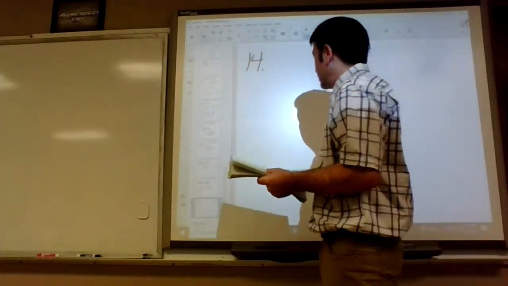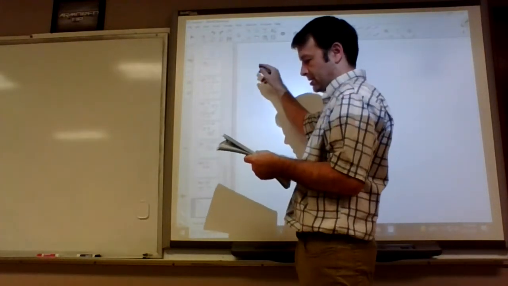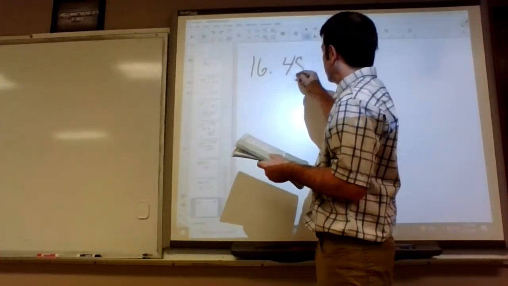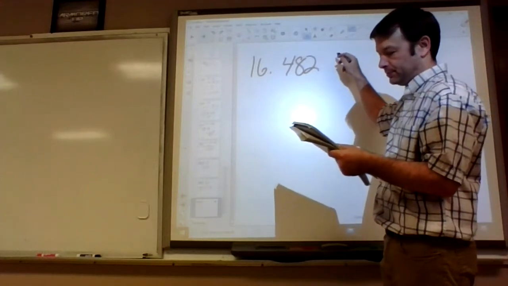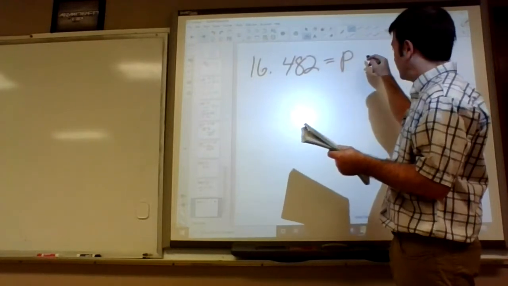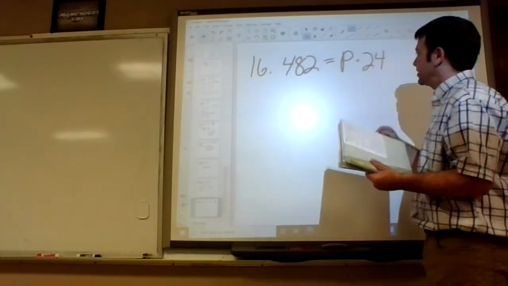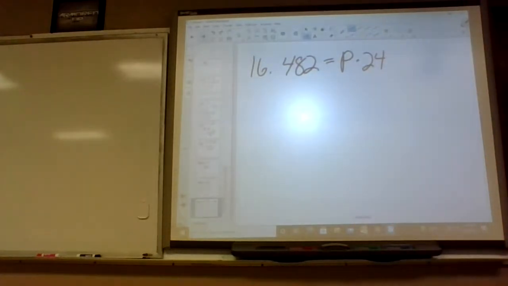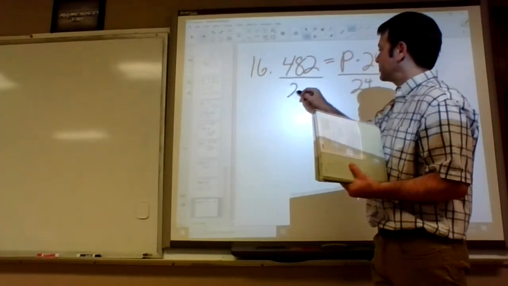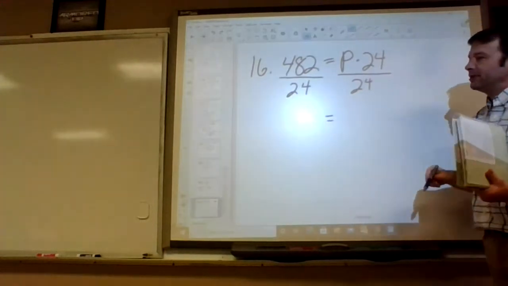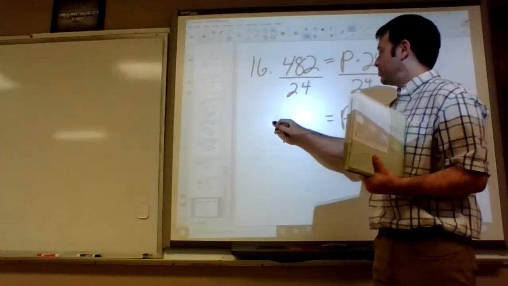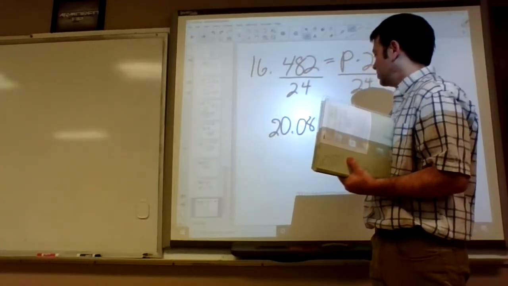So, not 14, 16. 16 says 482 is, so what am I going to put for that? Equals what percent of 24? I could have written down 24p, I guess. Anyway, but what do we need to do? This one's different because the bigger number's on top, so the answer's gonna be a little weird. You got a 20 point what? 20.083 repeated.